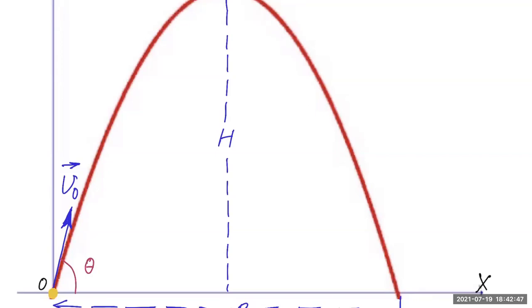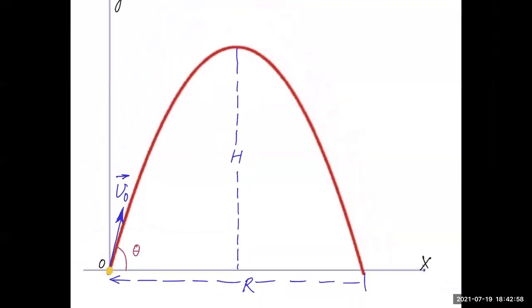Okay, what's given is the initial velocity. It makes an angle theta from the horizontal direction. And we want to know everything about this projectile motion. We want to know, for example, the height h attained. We want to know the horizontal range.